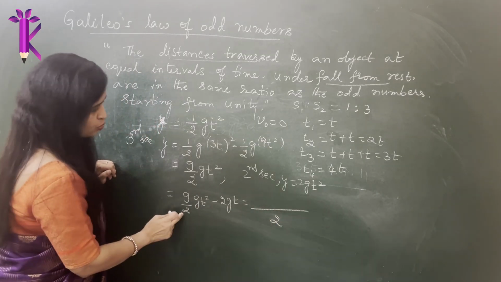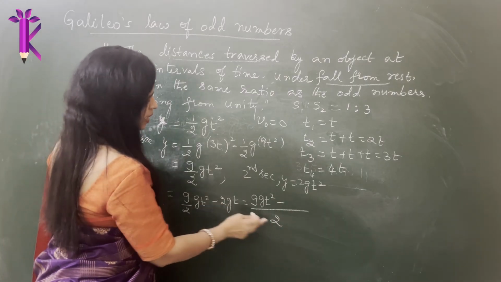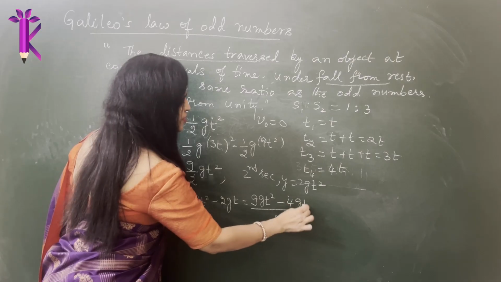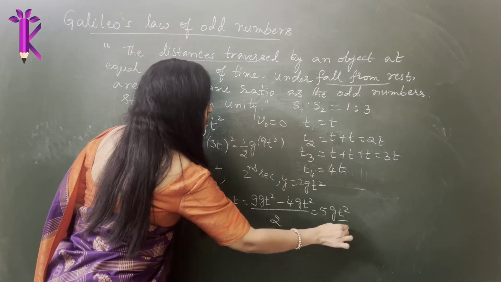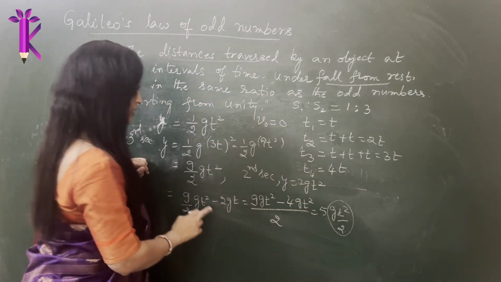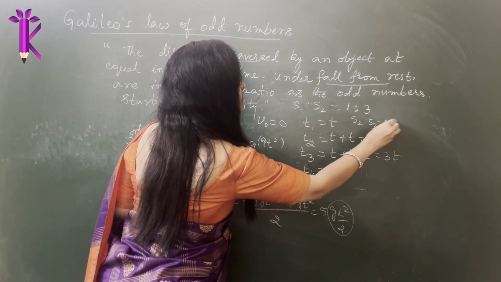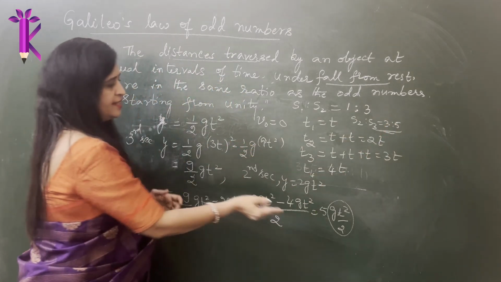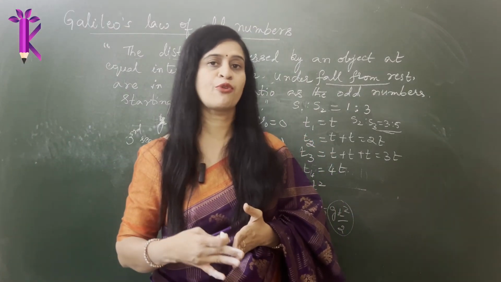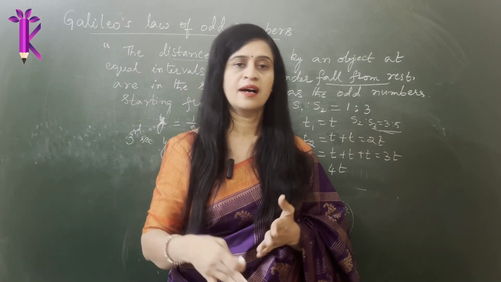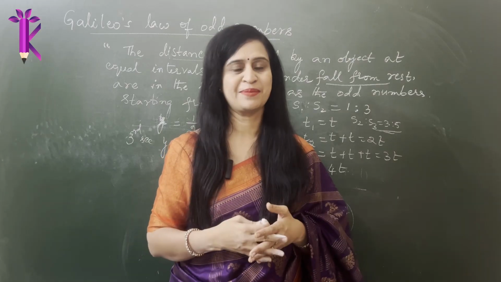9 by 2 multiplied by 2, the 2 and 2 get cancelled. You get 9gt square, minus 2 times 2, which is 4gt square. So 9 minus 4 is 5. We got 5gt square by 2. If you take gt square by 2 common, you saw that the ratio from S2 to S3 is 3:5, because that was 3, and now it got 5. So this is how you prove it. You can go on proving it, substituting for various time intervals like 4t, 5t, 6t. You see that it will be in the order of odd numbers.